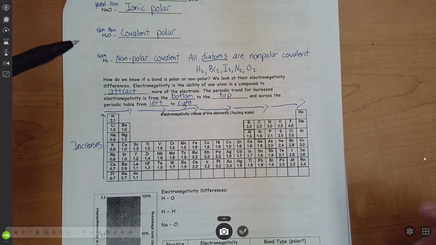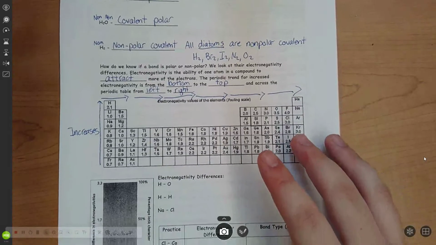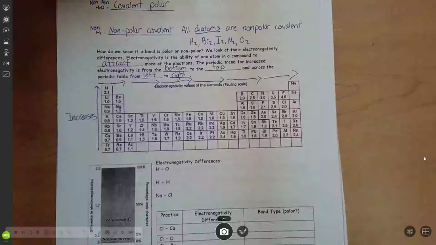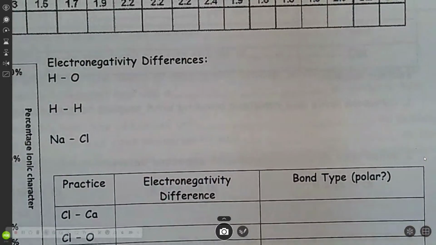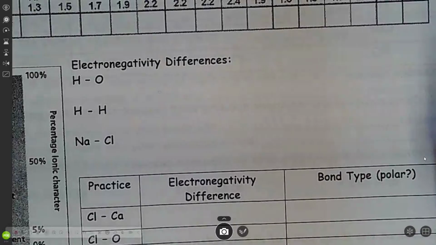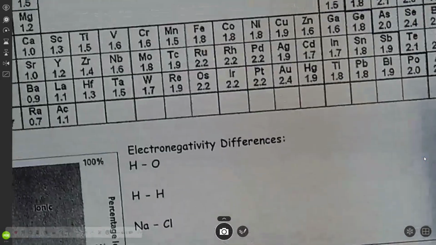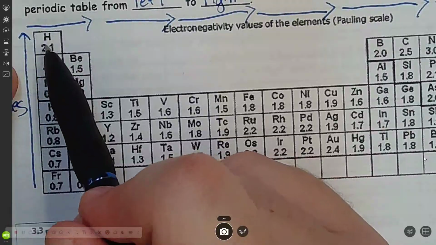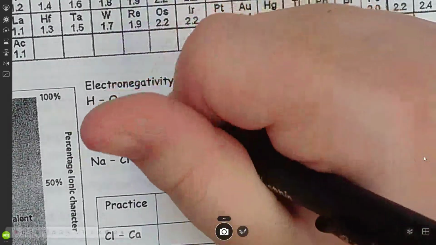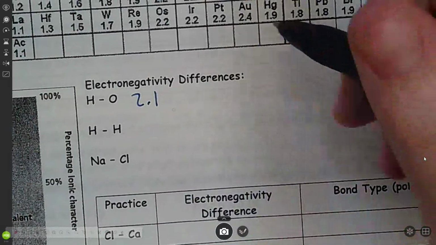So this was mostly definition stuff. Let's look at an actual example of a problem that you'll get on a test about this. Down below here, we've got a few different examples of electronegativity differences. For our first one here, we've got H and O. What we're going to do is take our value for H. We need to find it on our table here. In this case, H is at the top left. It's got a number of 2.1. So H is 2.1. And difference always means subtraction.